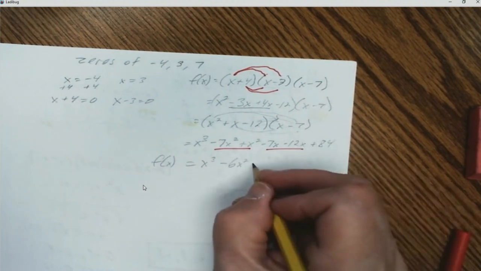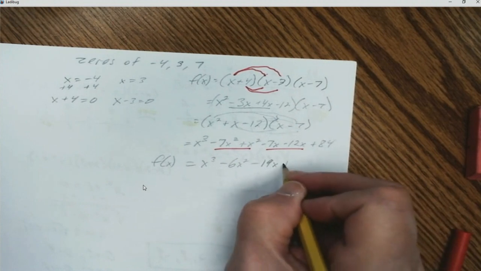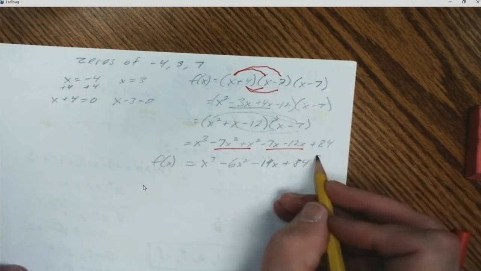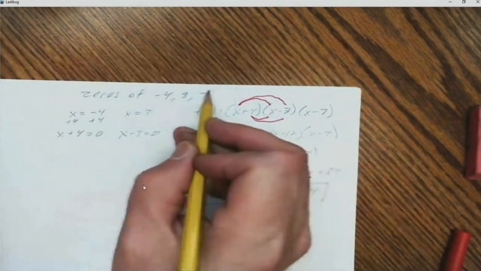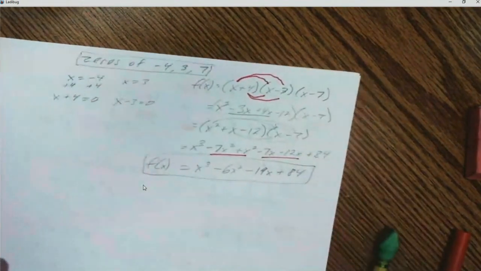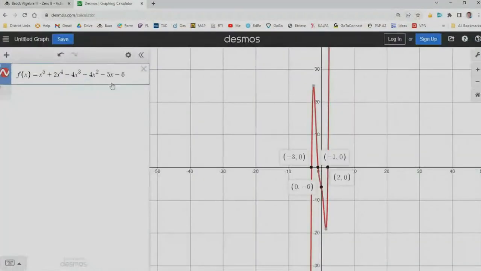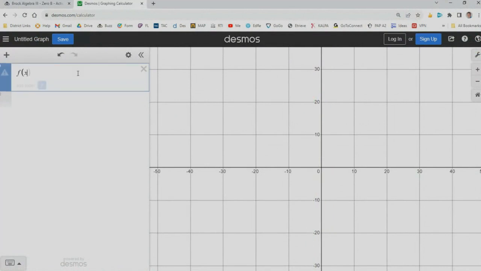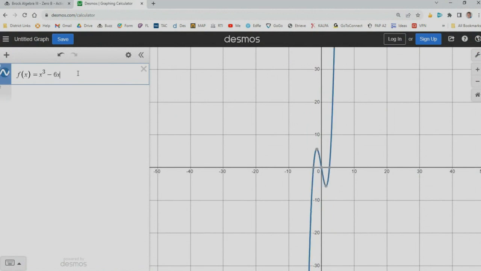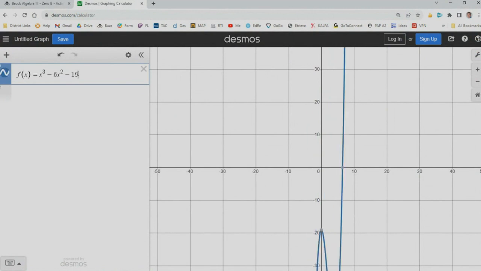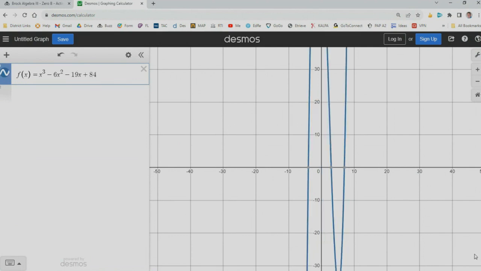Negative 7x minus 12x is negative 19x plus 84. This is the function that has these zeros. Let's verify. We can check our work. If we said the function was x to the third minus 6x squared minus 19x plus 84, does it have the solutions of negative 4, 3, and 7? It does. We just checked our work.